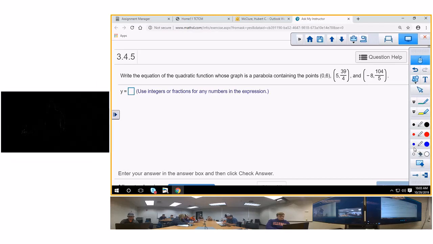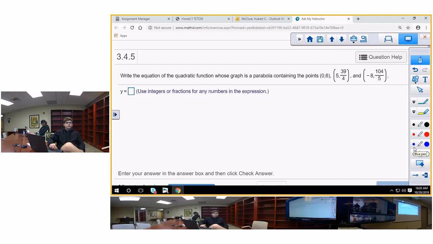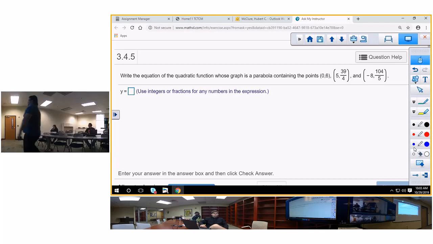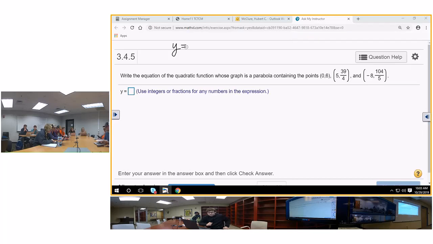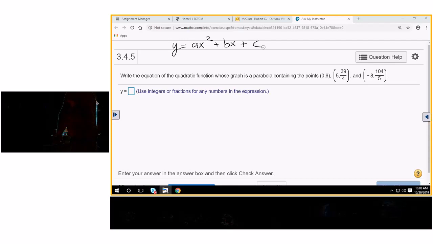Which one are you going to start with? Oh, that is 0.6. Yeah, you might as well quit on this one, shouldn't you? Yeah, it's a fraction. Yeah, and y'all can't read a tape measure, so you might as well not even try this one. So, 0.6. y is equal to ax squared plus bx plus c.